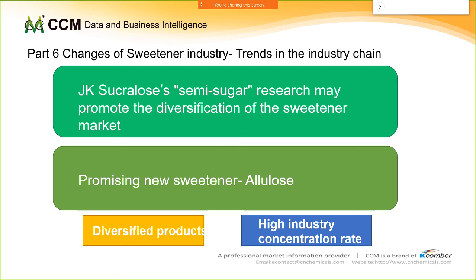JK Sucralose plans to invest approximately $30 million to develop and produce semi-sugar, a mixture of sucrose and white sugars with 5 times sweetness of sugars.